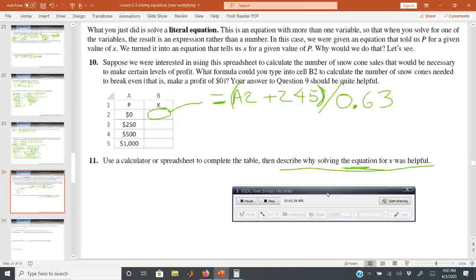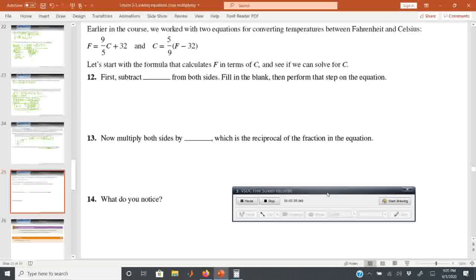Hopefully you noticed when you did this that having the equation written in terms of p, where you calculate x using p, you don't have to solve each equation. You just plug the numbers in. That's one of the reasons that using the literal equations is very helpful. Try question 12 and come back when you are done with that.